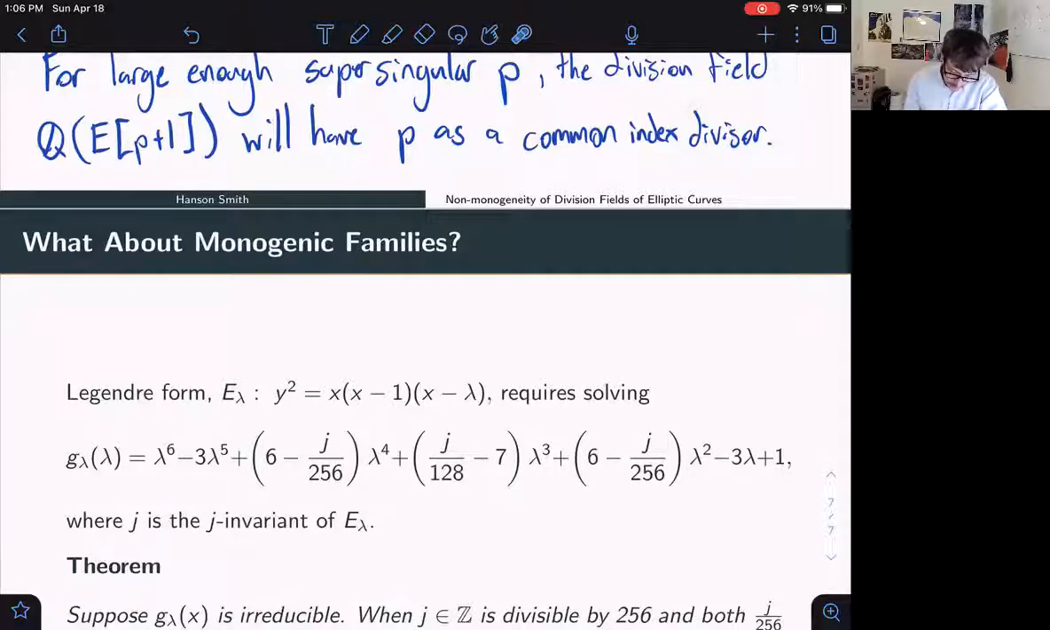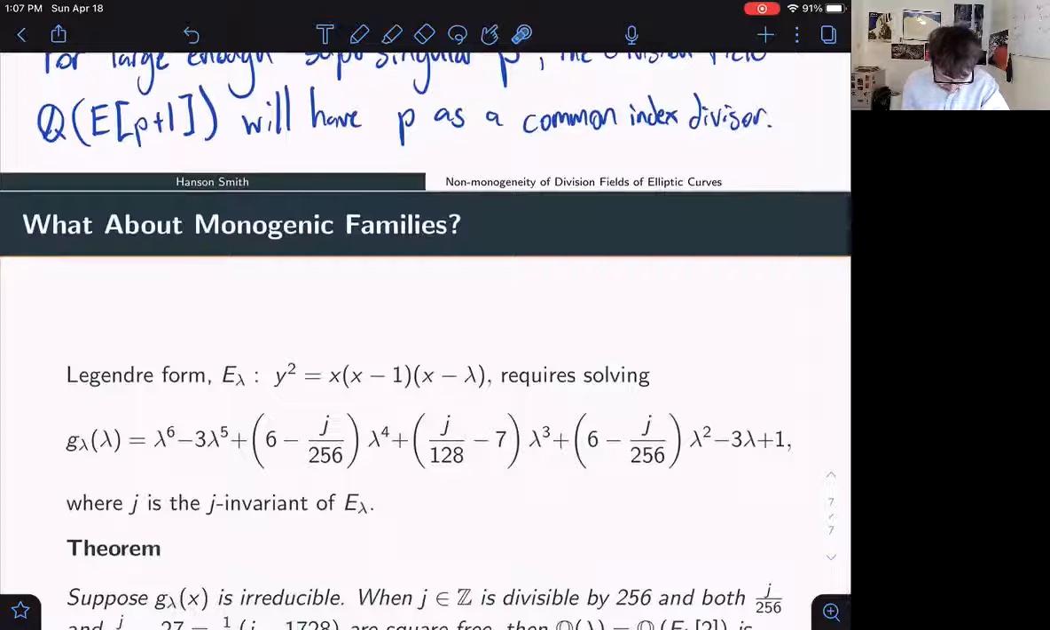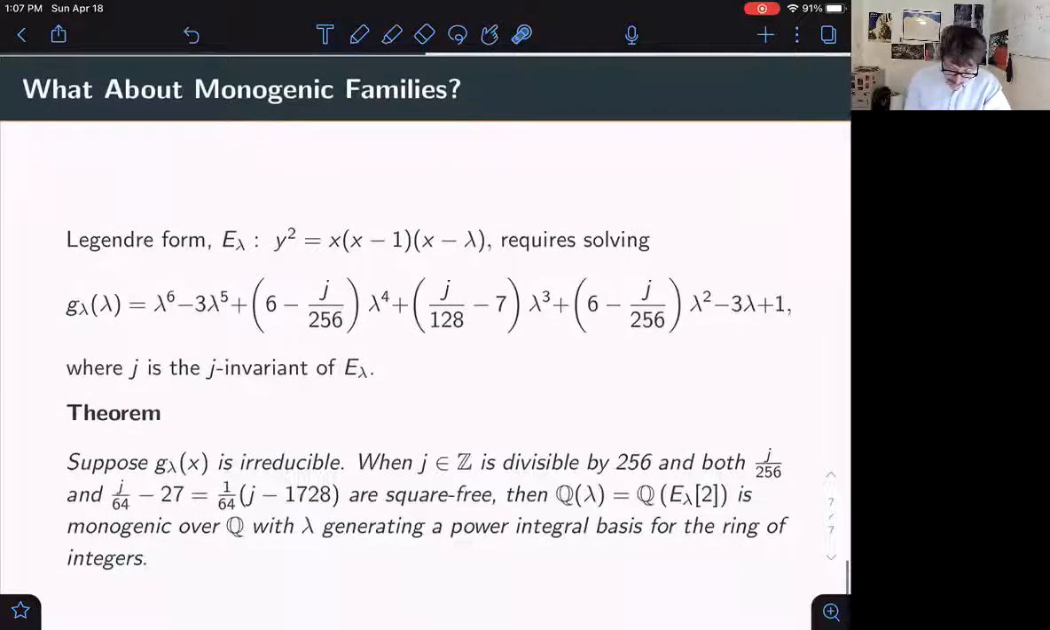So if I want to put my elliptic curve in Legendre form, it requires solving the sextic right here, where J is going to be the J invariant of my elliptic curve. And so the theorem is, if the sextic is irreducible, then J is divisible by a high power of 2. And if both of these quantities, J over 256 and 1/64 times J minus 1728, are square free, then the 2-division field is monogenic over Q, with this lambda, the x coordinate of a 2-torsion point, generating a power integral basis for the ring of integers.